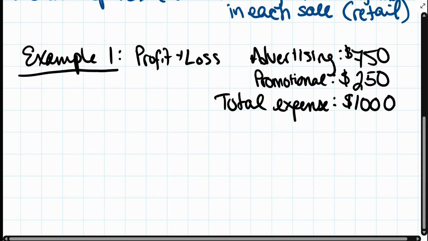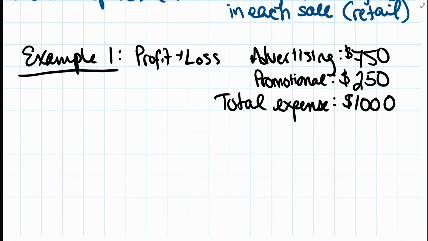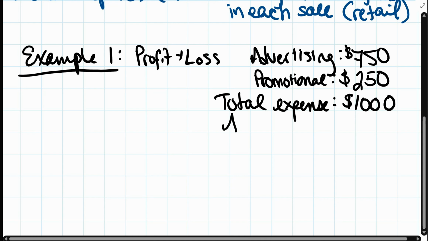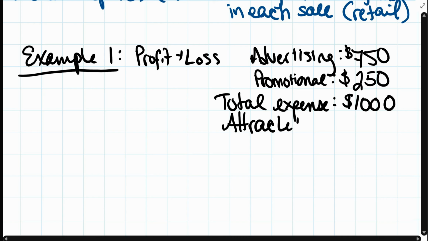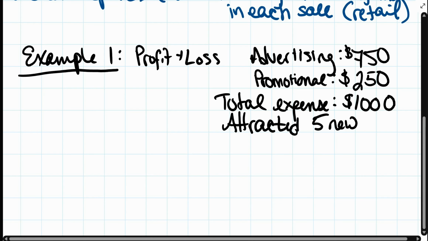And again, this is a completely theoretical example. I paid $750 for ads to get my clients in the door. And once my clients were in the door, I gave them a free shirt for showing up, right? So that means my total expense is $1,000. And over the span of the month, I attracted 5 new clients. And so I signed them up and converted, and now I can go that way, right?